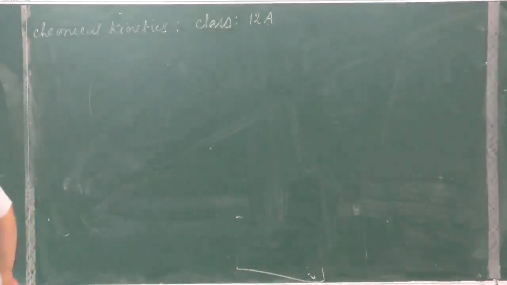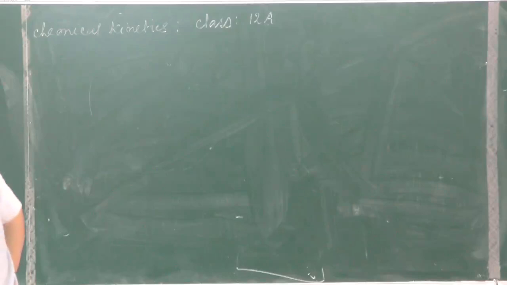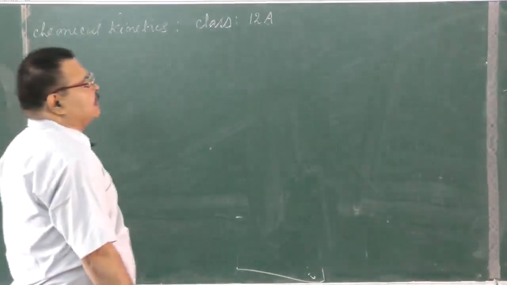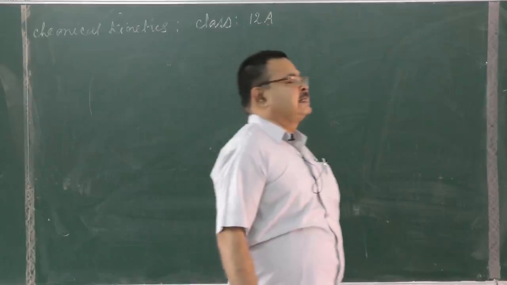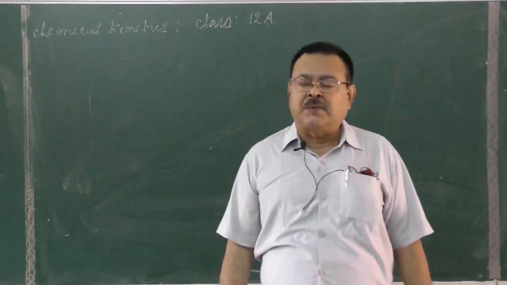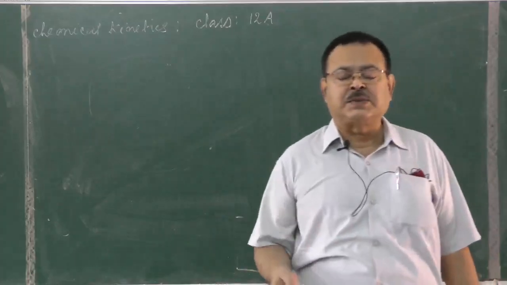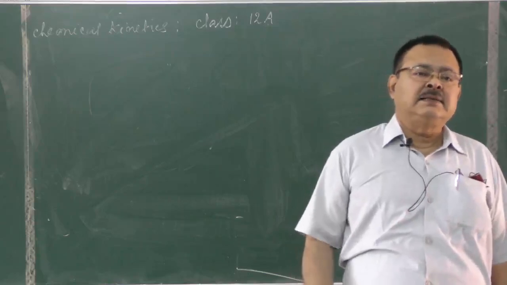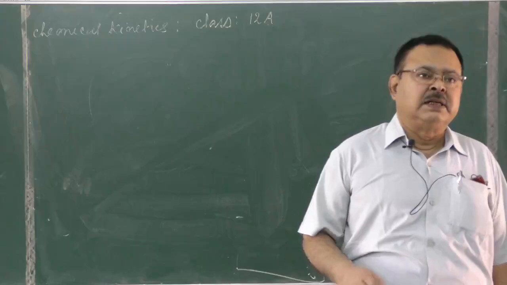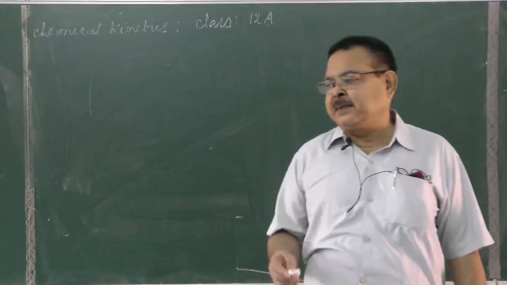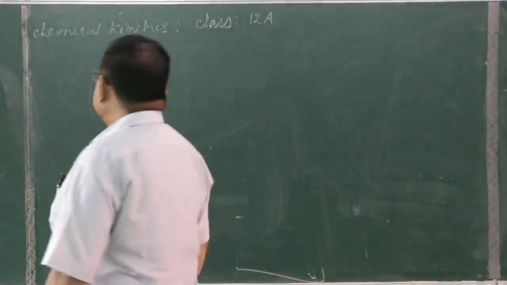So chemical kinetics. As we know, we have done chemical equilibrium and rate of reactions, but that is theoretically possible, whereas practically it is not possible. Hence we take the help of chemical kinetics. By this we can solve the problem practically. So for practical purposes, chemical kinetics is there.